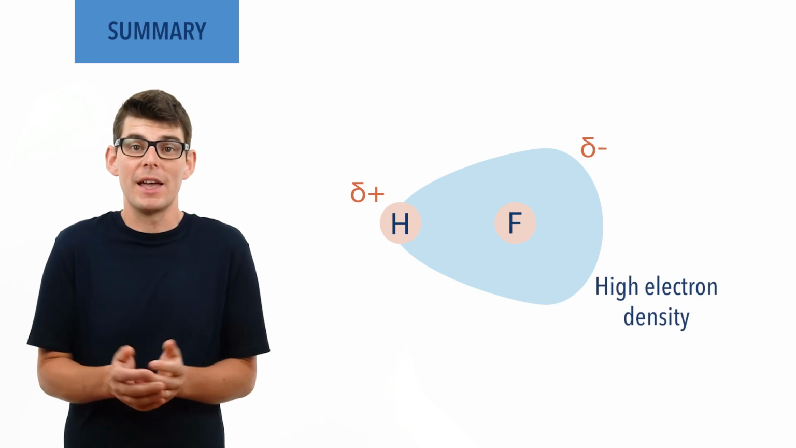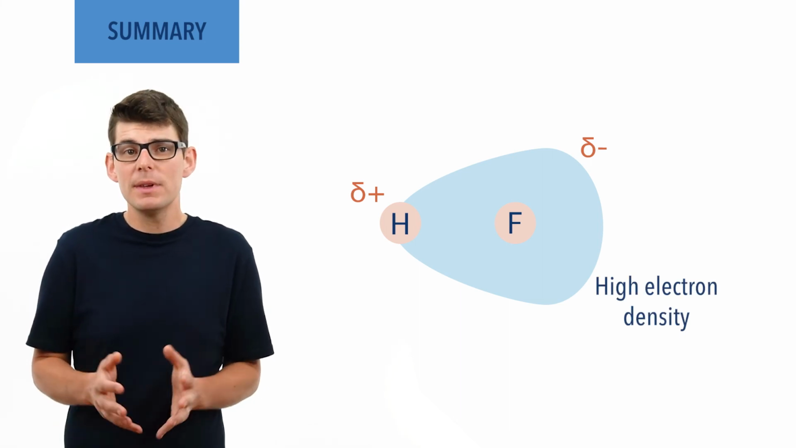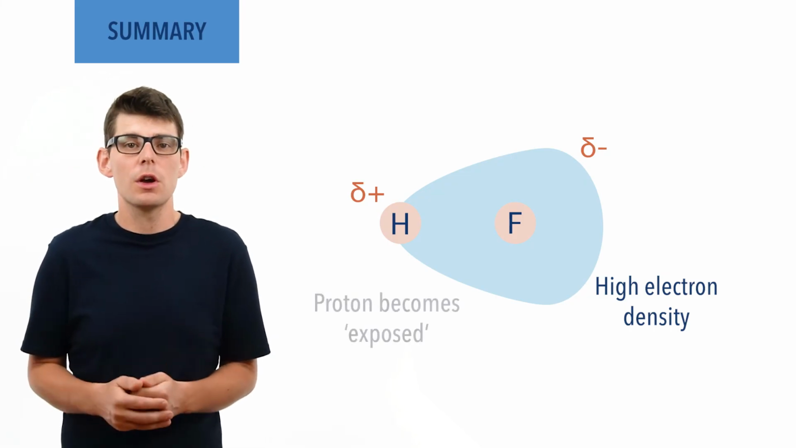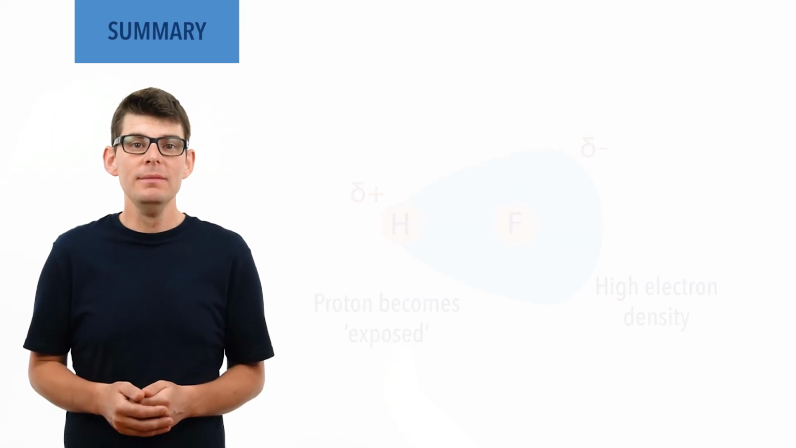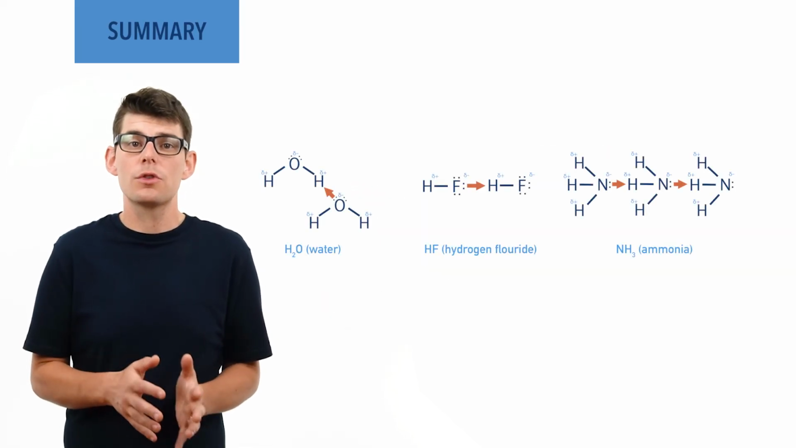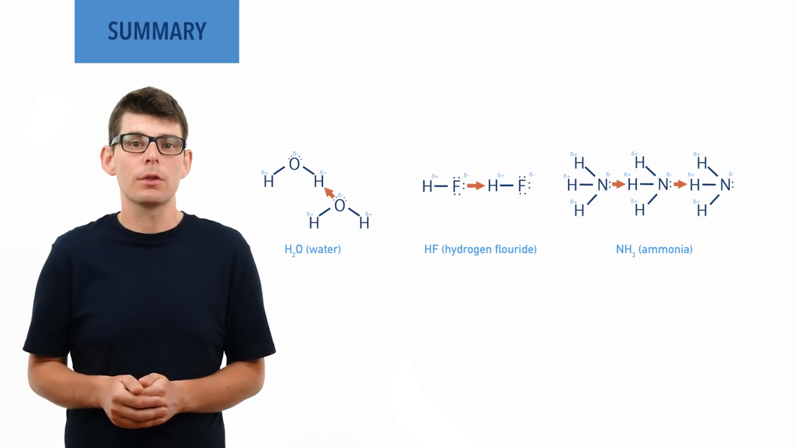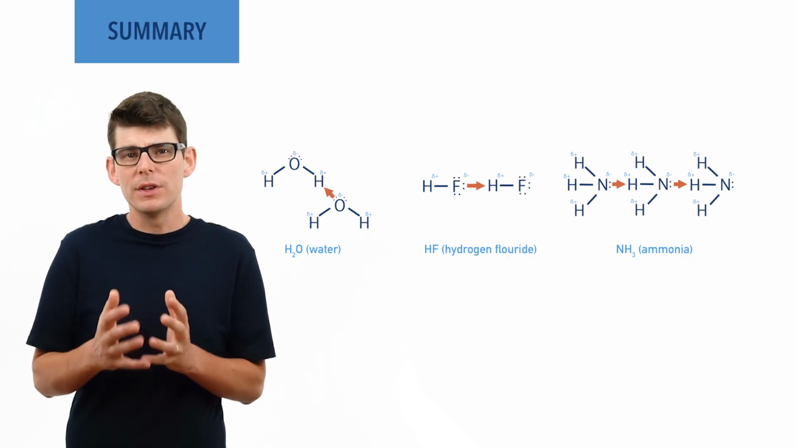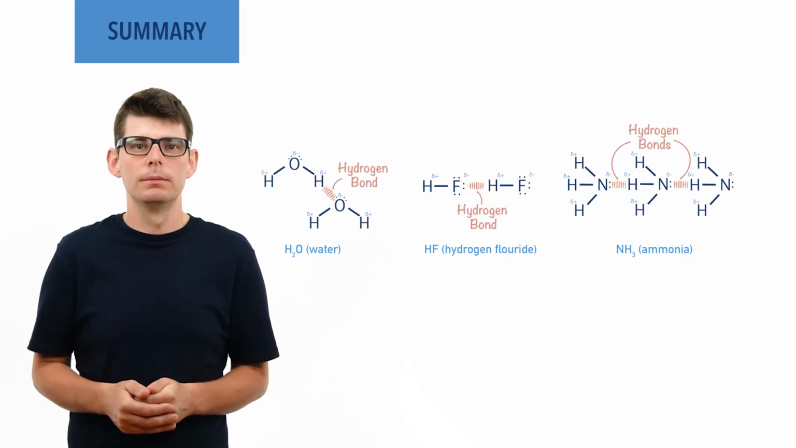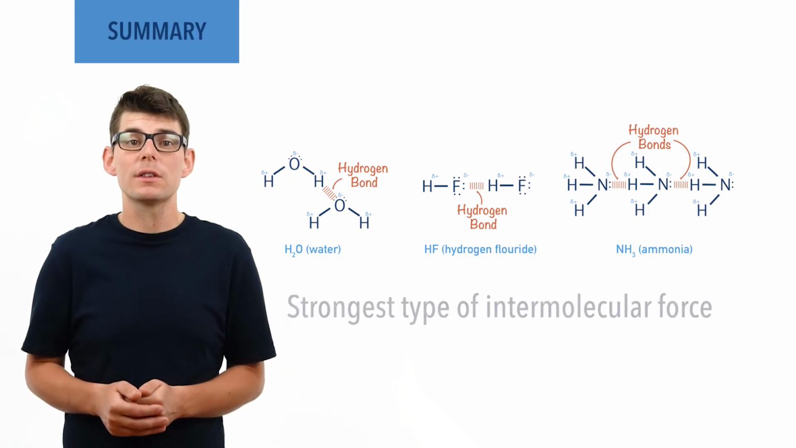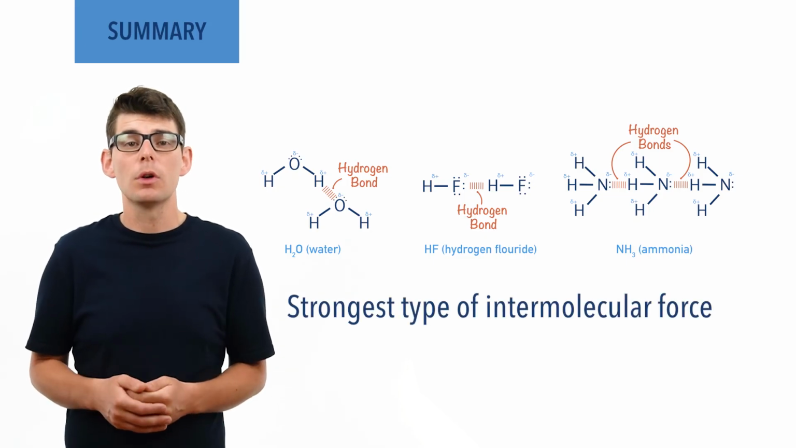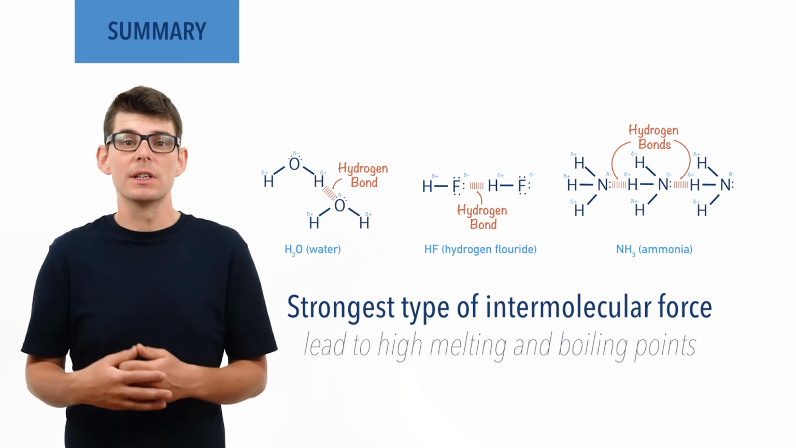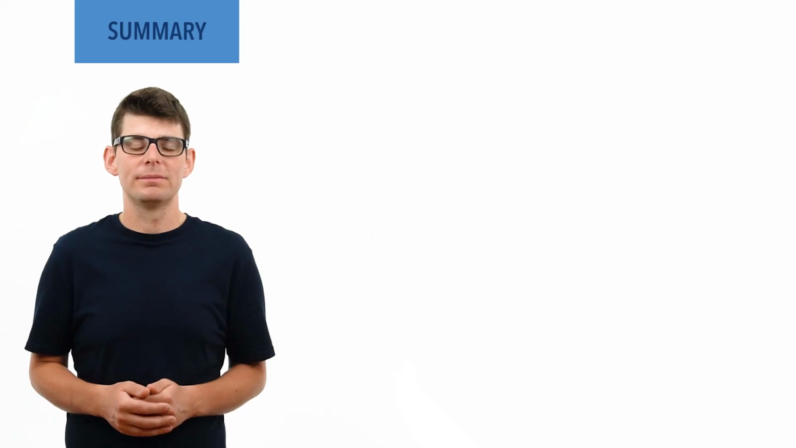The hydrogen doesn't have any other electrons around its atom, and this means when the bonding electrons are pulled away from it, essentially a proton, with a positive charge, is left exposed. There is a strong attraction between the oxygen, nitrogen, and fluorine with a lone pair of electrons and the exposed proton from another OH, NH, or FH bond. This attraction is called a hydrogen bond. Hydrogen bonds are the strongest type of intermolecular force and explain why molecules with OH, NH, and FH bonds have higher melting and boiling points than similar sized molecules that don't have those bonds.